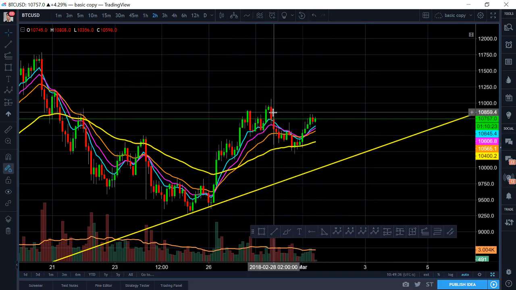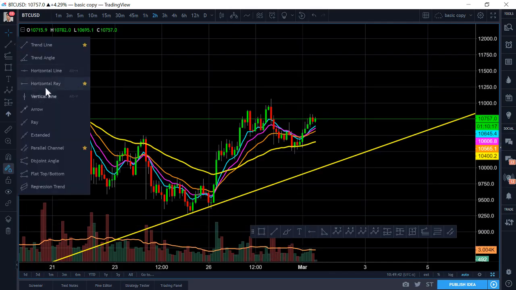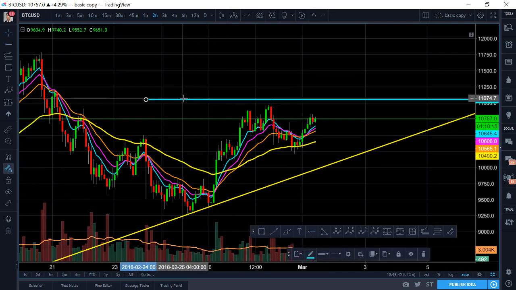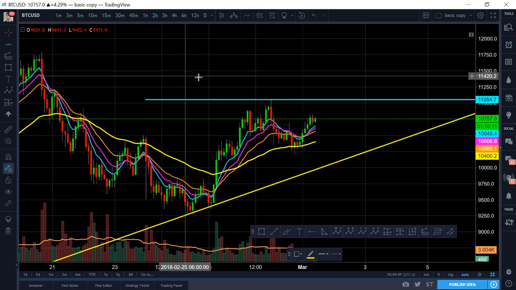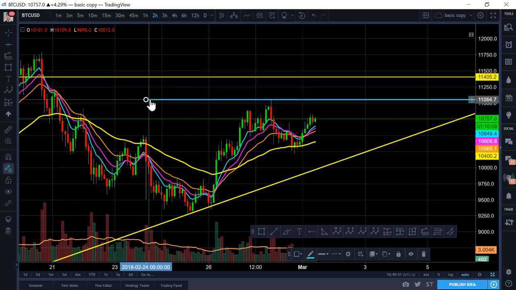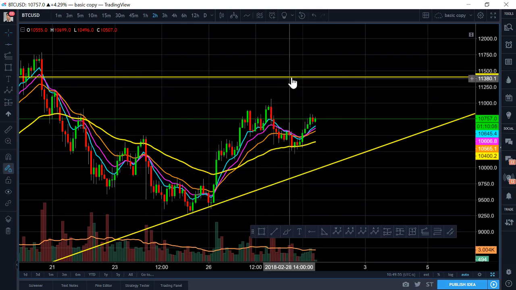I can't really get to it. What was the high? 11,060. Yeah, 11,065. I'll just draw a horizontal line because you can actually change it. Oops, not that. That's not the line that I wanted. I wanted the horizontal line. There we go. Okay. 11,065.